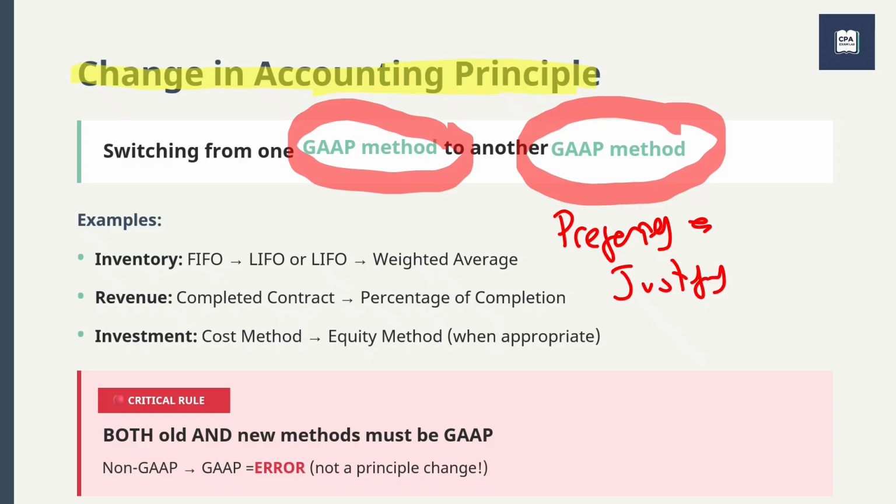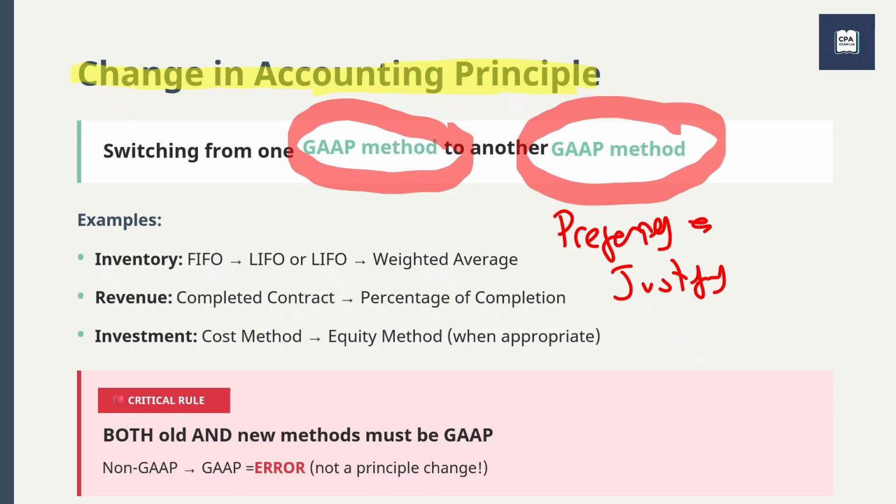How do you understand it? In the exam, you usually have questions like the company can justify the change. You can think of change in accounting principle. What are the most common examples? In the previous slide, I gave LIFO to FIFO or weighted average. That's the most common one.